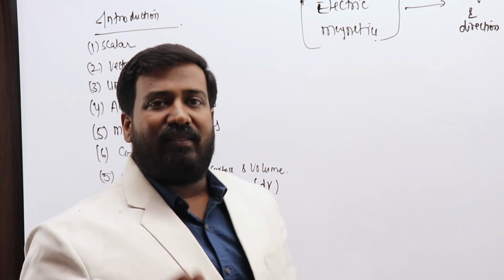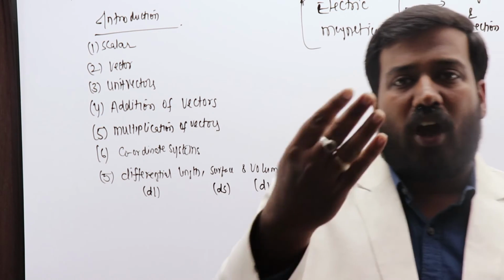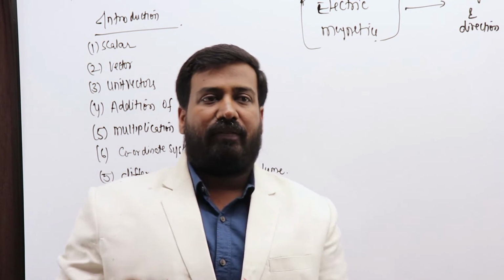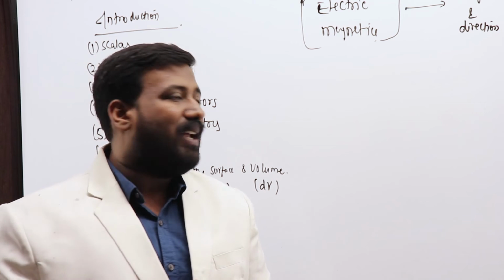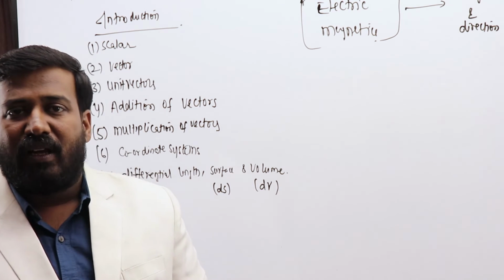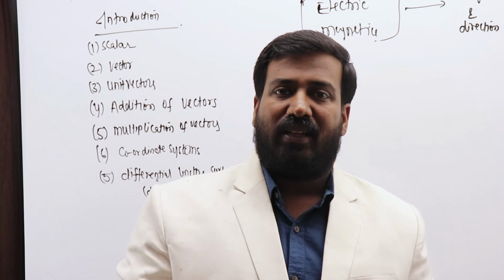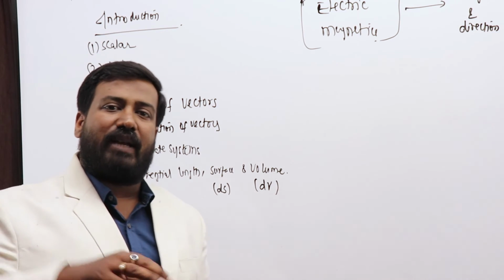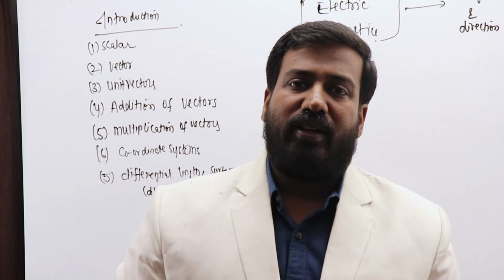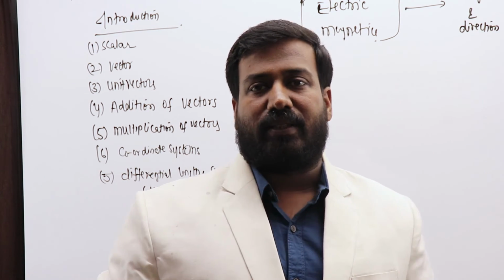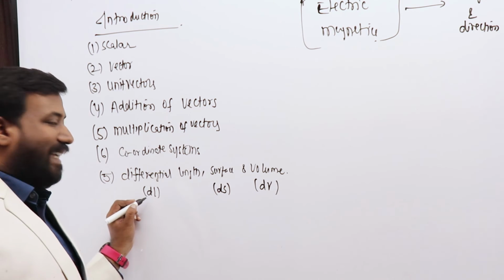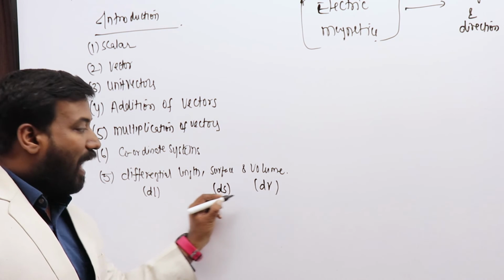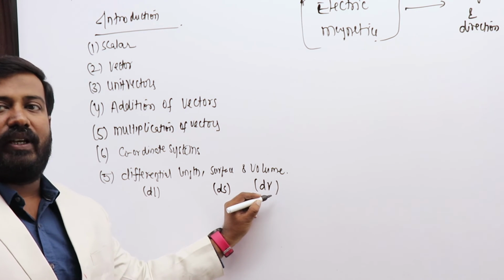And this differential length, surface and volume can be a part of a cube, which is basically evaluated by Cartesian coordinate system. It can be a part of a cylinder, which is a part of cylindrical coordinate system, or a part of a sphere, which can be evaluated through spherical coordinate system. Therefore, we need to evaluate dl, ds and dv in all the three coordinate systems.